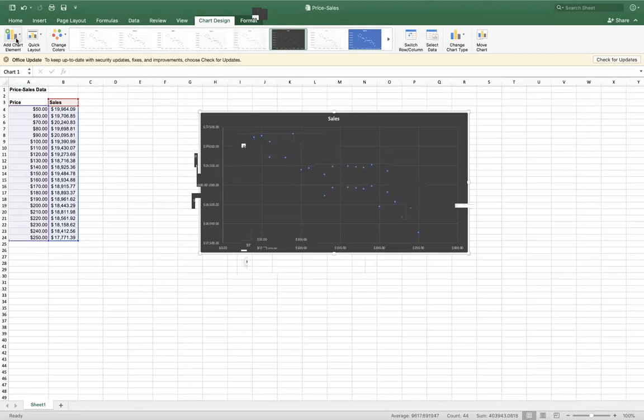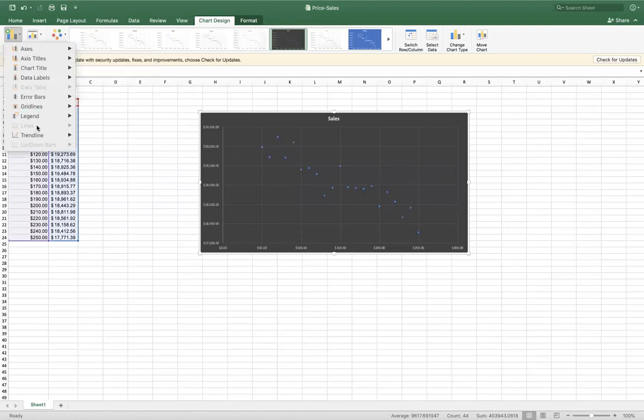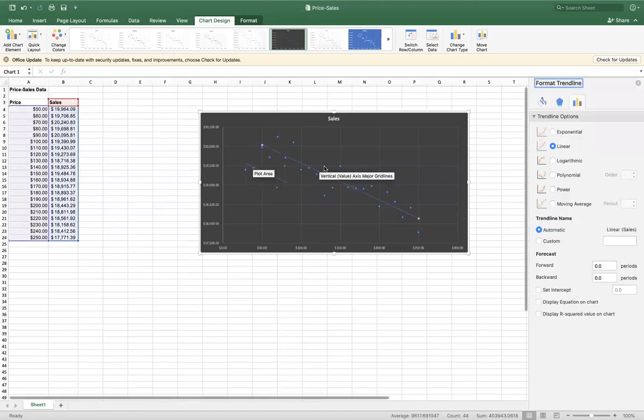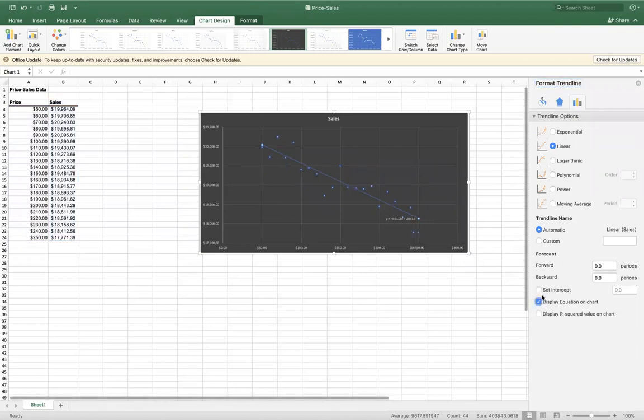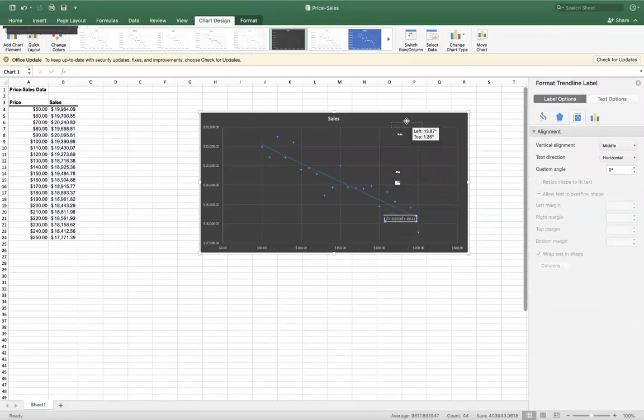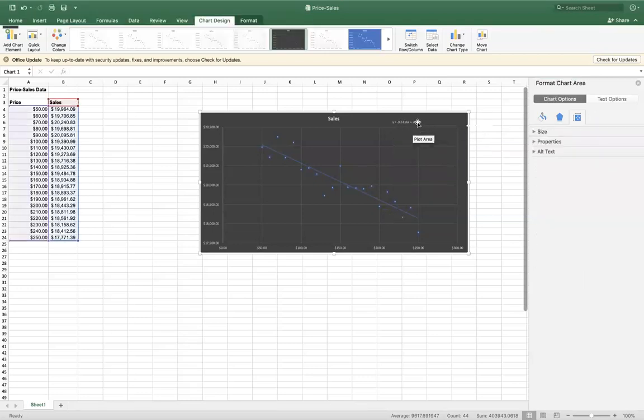All I have to do is go to Add Chart Element, go to Trendline, go to More Trendline Options, make sure that you select Linear, and then from there, select Display Equation on Chart. When you select Display Equation on Chart, an equation appears here for you, and this is a linear relationship. This relationship is trying to explain sales. Now you have y over here. This y corresponds to sales because sales is on the y axis.